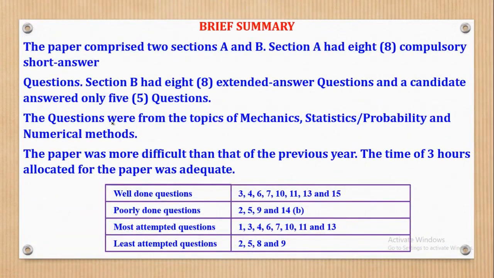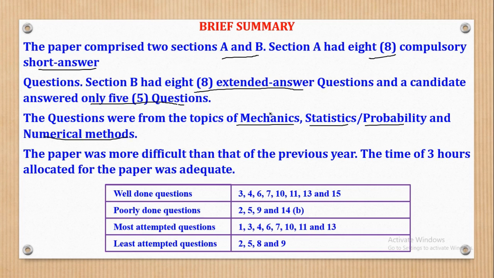So that brings us to the end of this paper. A brief summary is that the paper comprised 2 sections, A and B. Section A had 8 compulsory short answer questions, and section B had 8 extended answer questions, and a candidate answered only 5 questions. The questions were from the topics mechanics, statistics, probability, and numerical methods. So always topics in paper 2 will come from these areas.